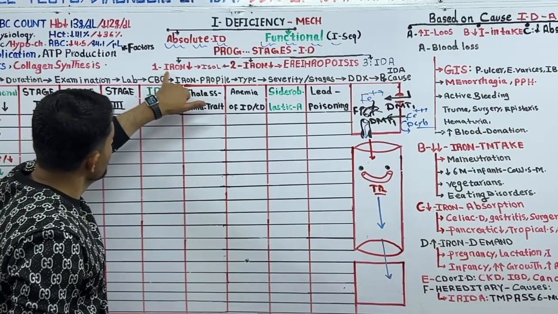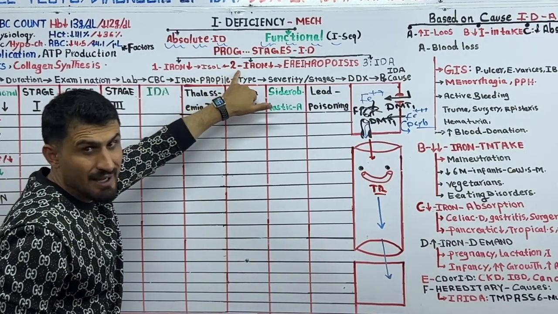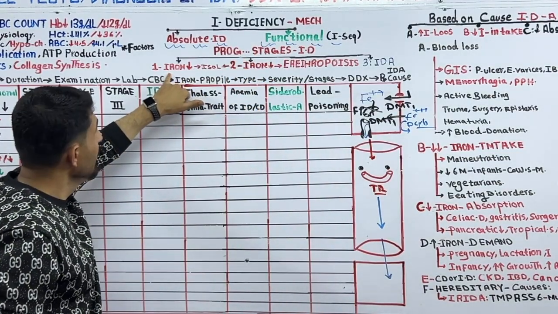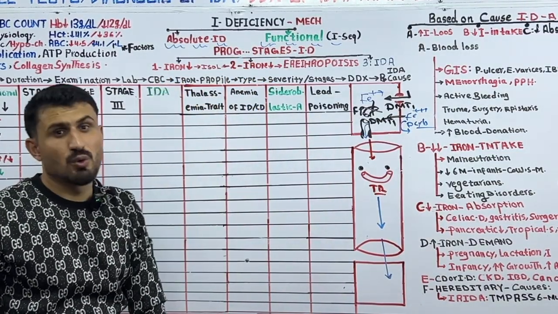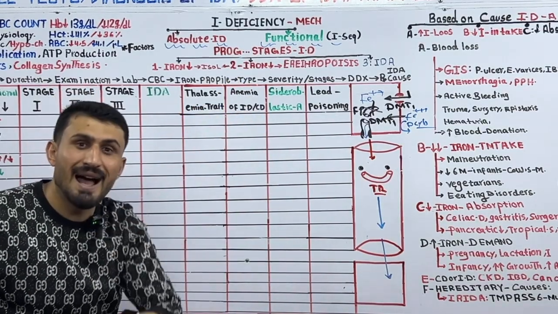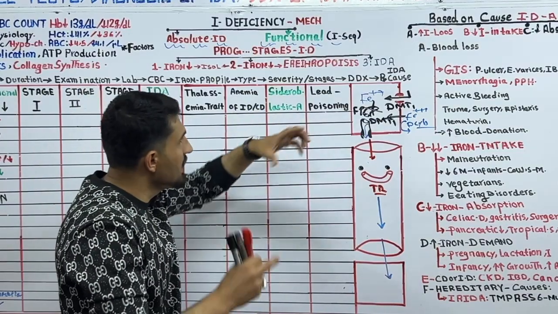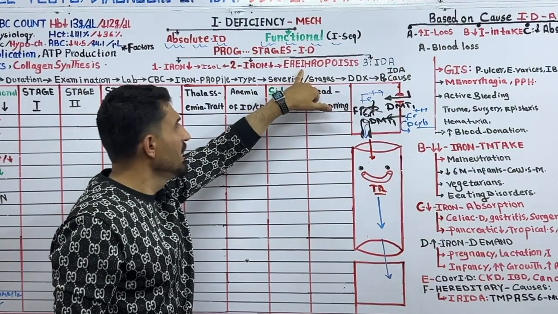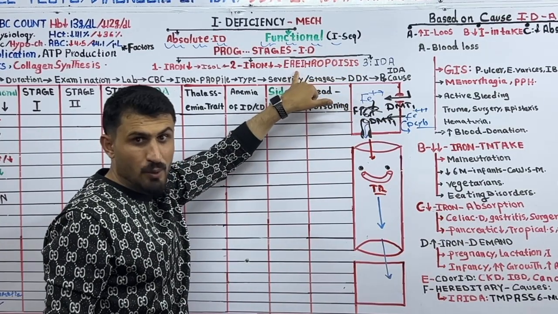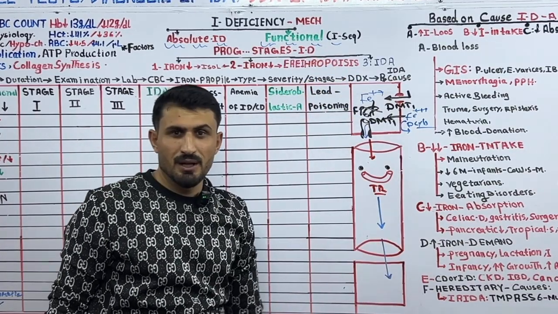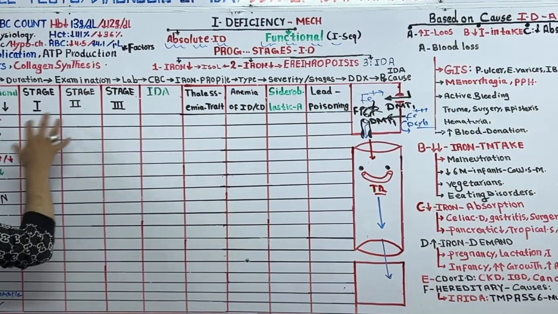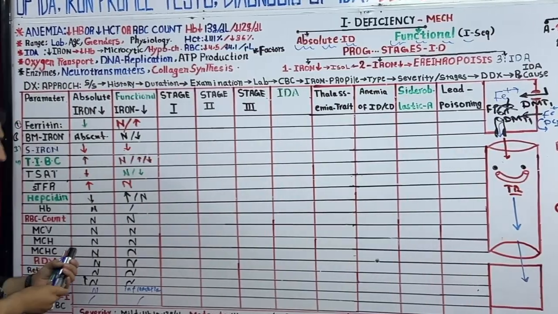But what are the differences between stage 1 and stage 2? The only difference is that in stage 1 we have only less storage of iron, but in stage 2 we have less storage of iron, plus we have less iron for erythropoiesis. We have a bit of iron, but it's not enough for erythropoiesis. And in stage 3 we're entering iron deficiency anemia. Let me compare all of them here in these parameters.